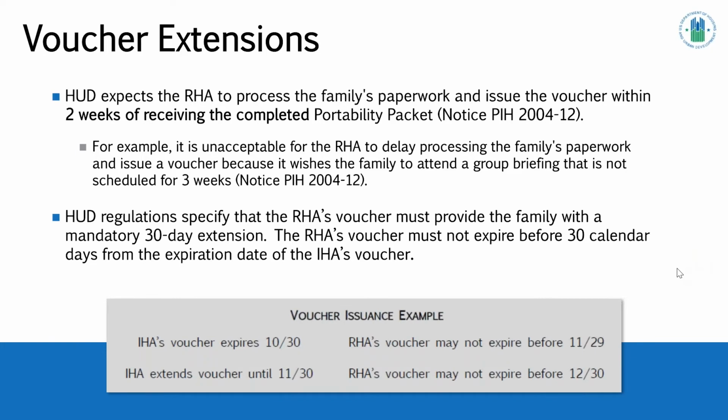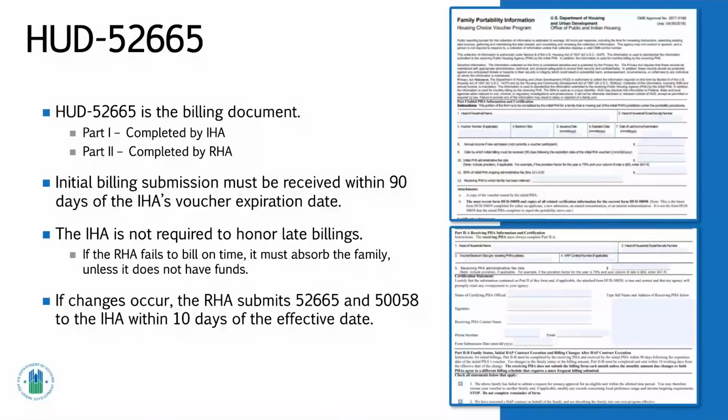So we briefly talked about some of the forms that are required to send in the portability packet. So let's go a little bit in detail about the forms. The HUD 52665 is the billing document. Part 1 of this form is completed by the initial housing authority, and Part 2 is completed by the receiving housing authority. Please note that the initial billing submission must be received within 90 days of the initial housing authority's voucher expiration date. And the initial housing authority is not required to honor any late billings.